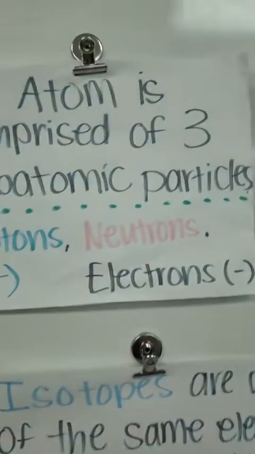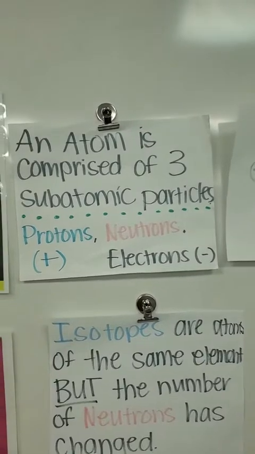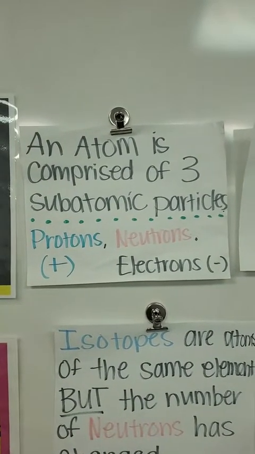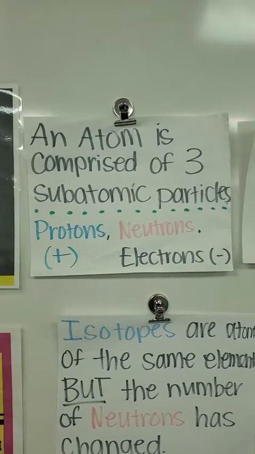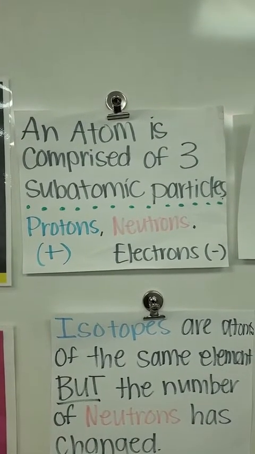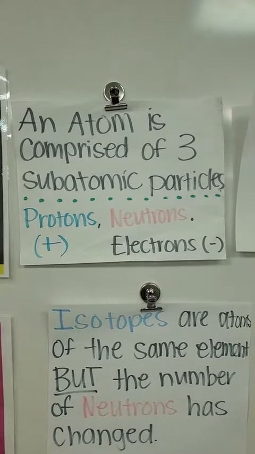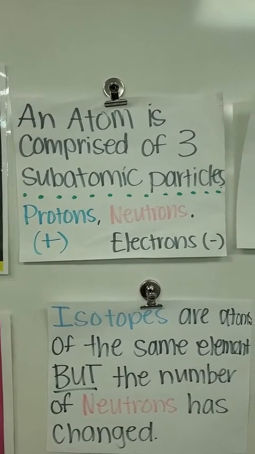As we get started, a couple of reminders. Your atom is comprised of 3 subatomic particles. Your protons are positive, your neutrons are neutral, they have no charge, and electrons are negative.